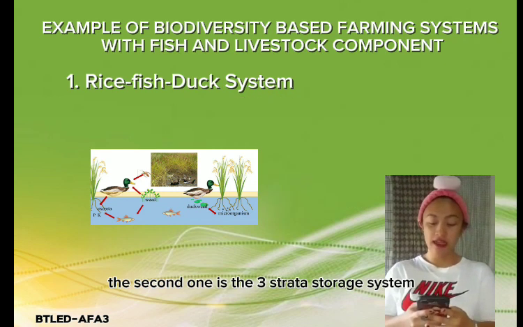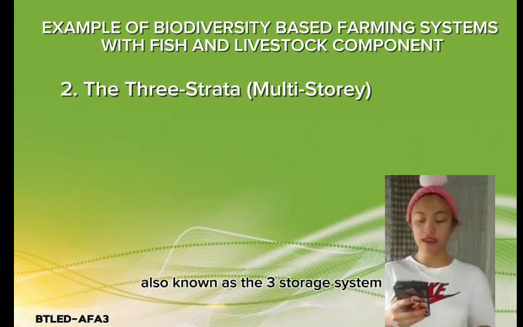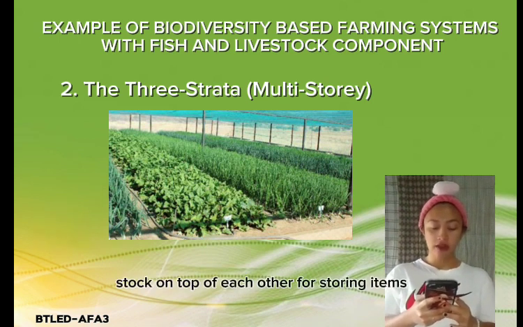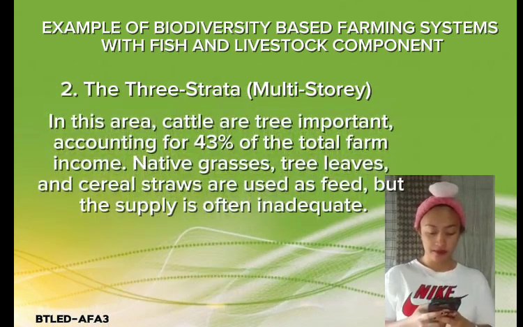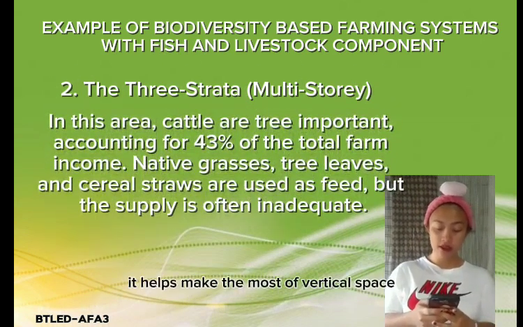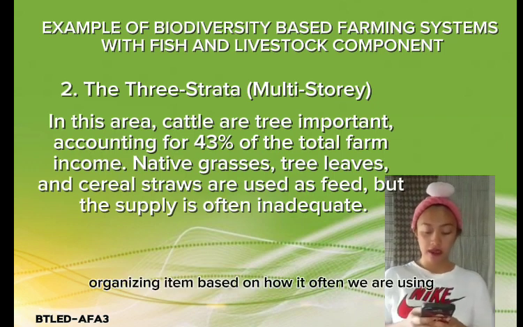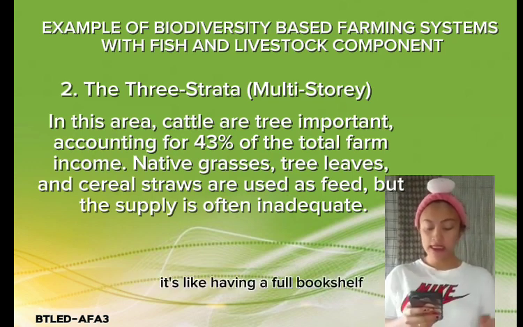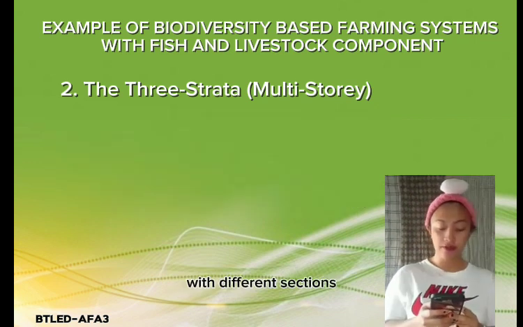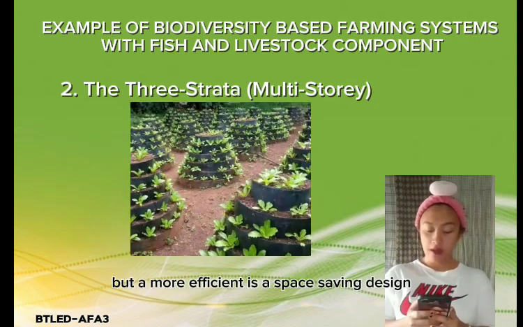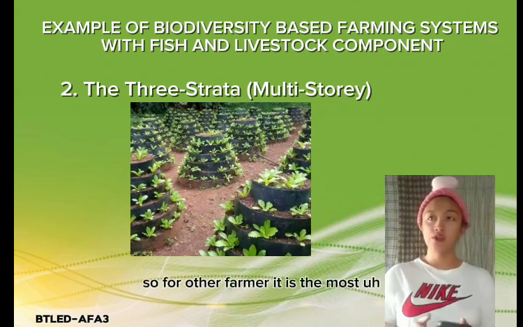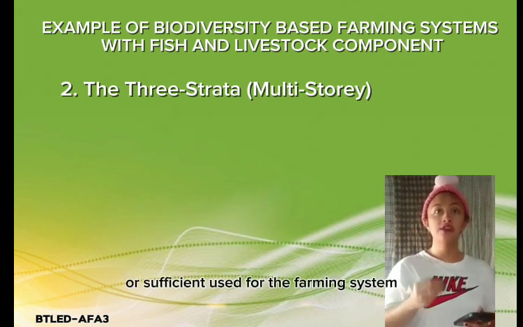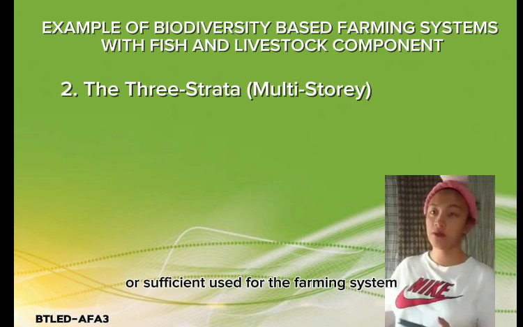The second one is the three-strata system, also known as the tree storage system. It is like having three layers of shelves stacked on top of each other for storing items. It helps make the most of vertical space, organizing items based on how often they are used, making it easier to find and access things quickly. It's like a tall bookshelf with different sections for different types of books, a more efficient and space-saving design. For the farmer, it is the most effective use of space in an integrated farming system.